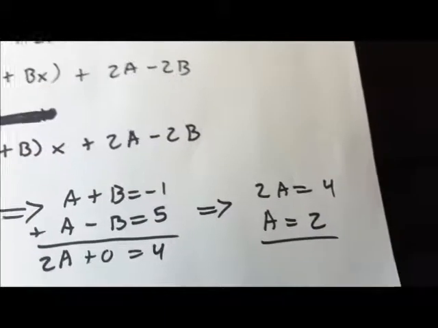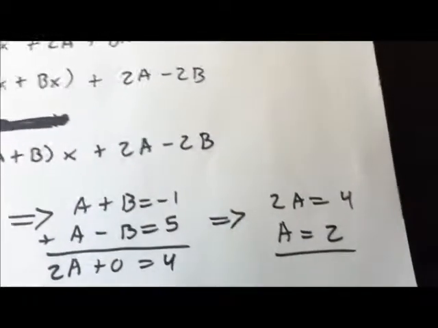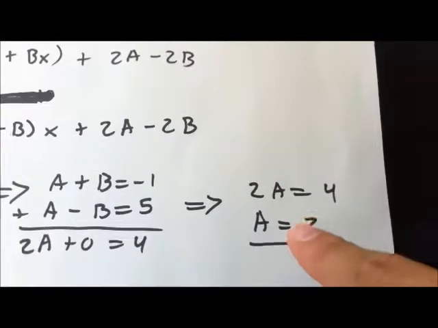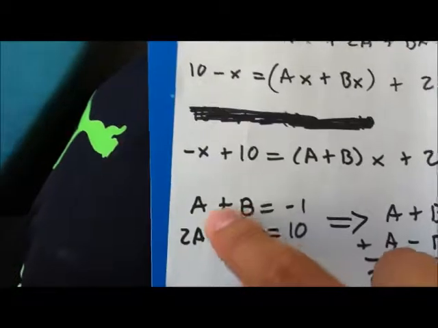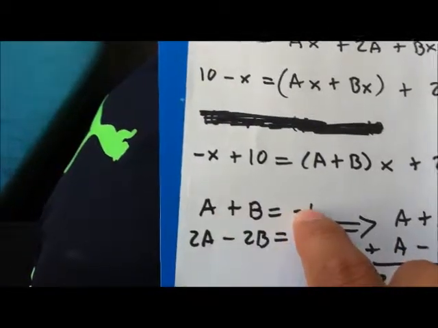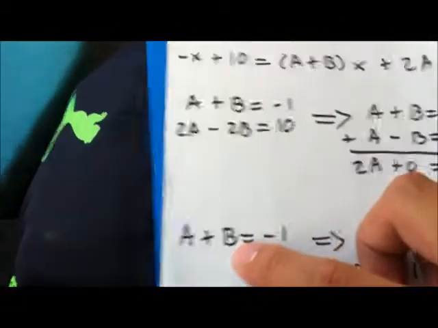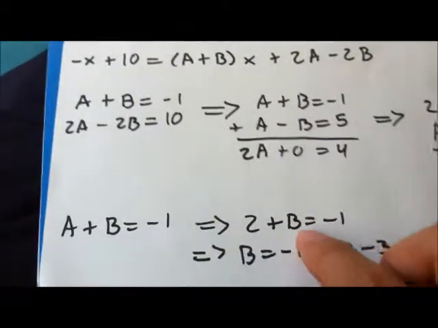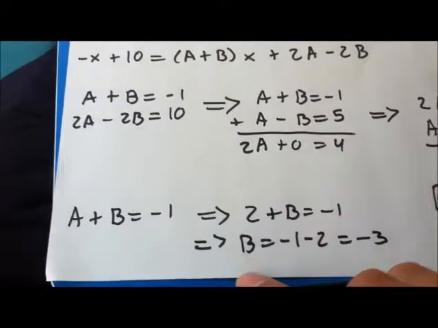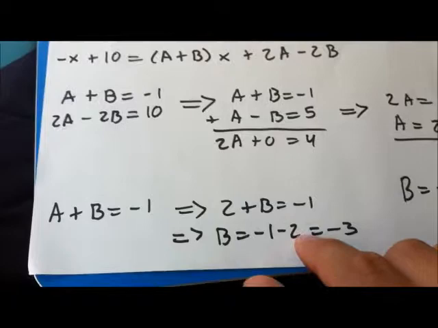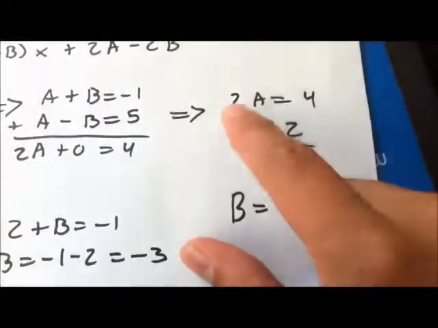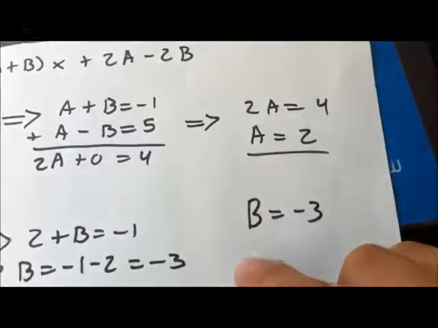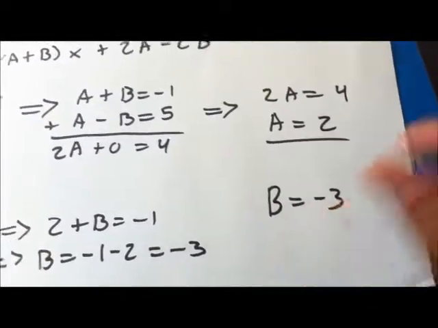Since we have one variable, we substitute it into one of the original equations, which in this case I'll use the top one since it's easier to compute, and we get that 2 plus B equals negative 1. Therefore, B equals negative 1 minus 2, which equals negative 3. So now we have that A equals 2 and B equals negative 3.